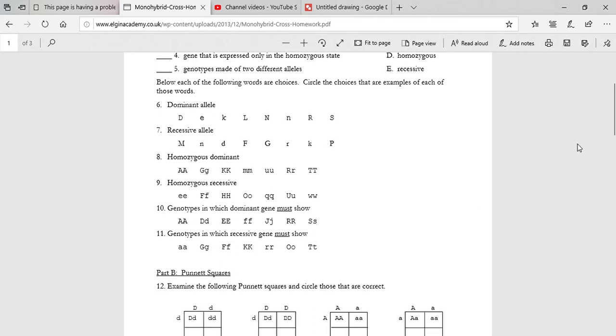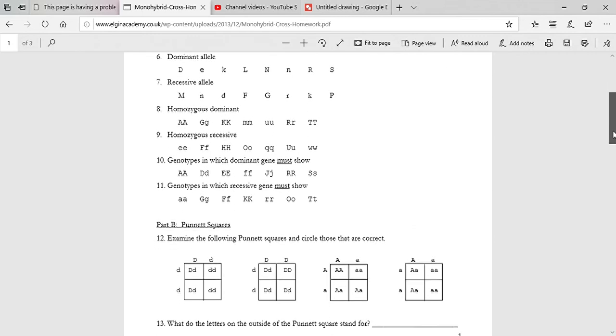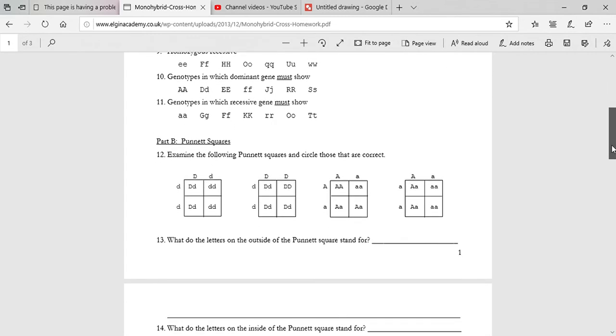Hopefully that helps, and next time we're going to be looking at Punnett squares. Let me just give you a quick intro. When we do Punnett square problems, we are able to kind of pick up from here. A Punnett square is basically a grid in which you look at the combinations and frequencies of different genotypes and phenotypes.